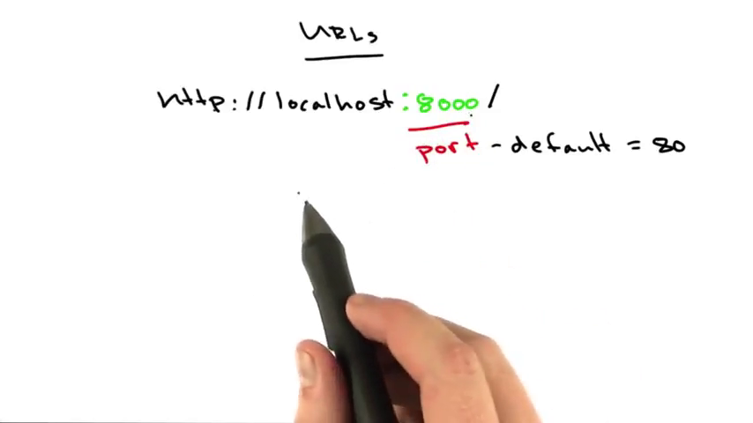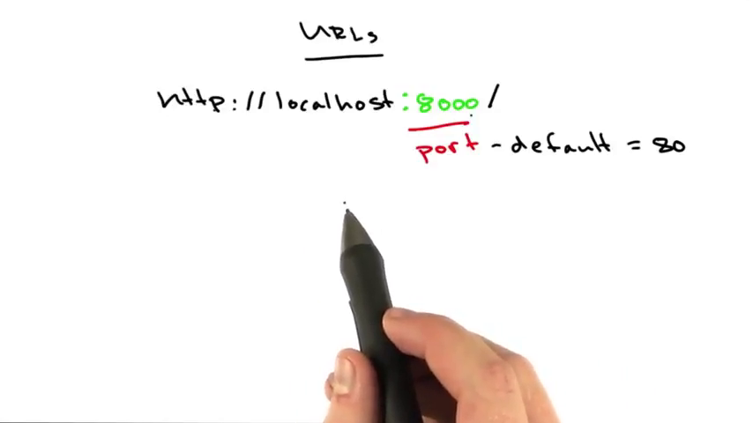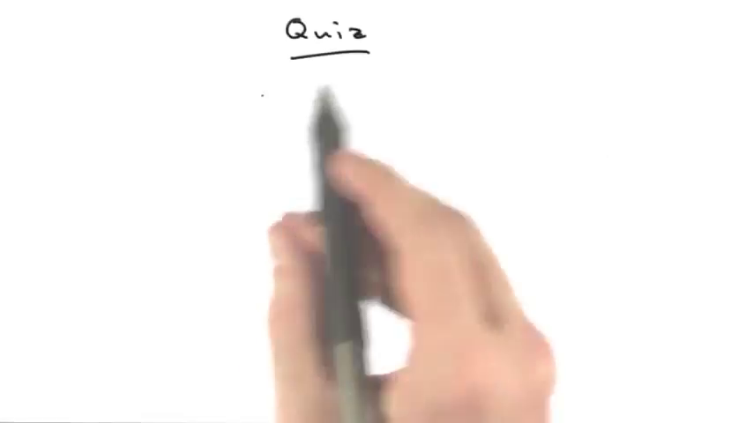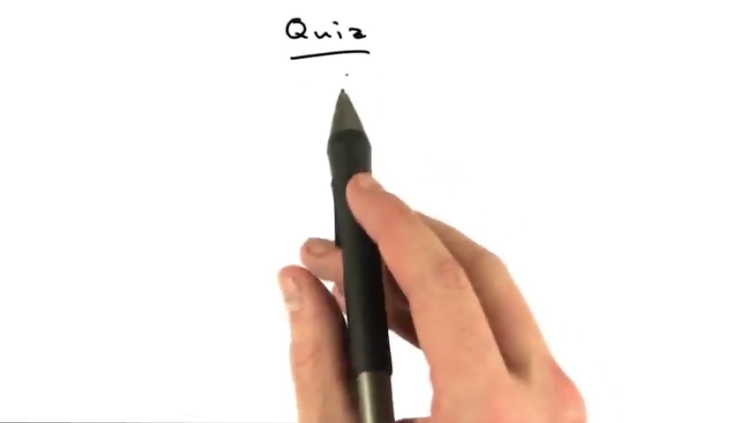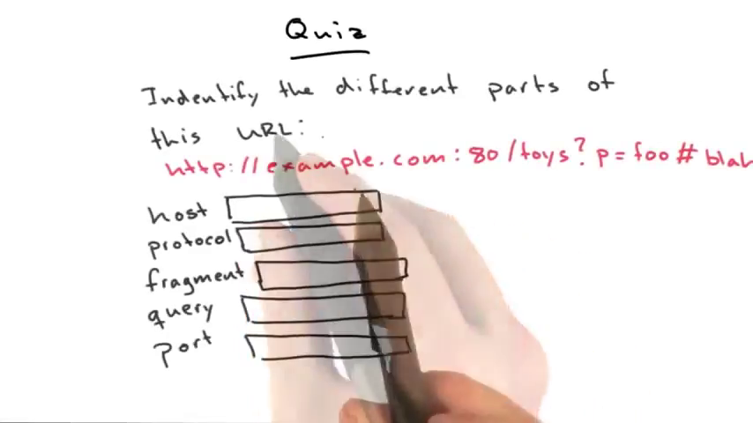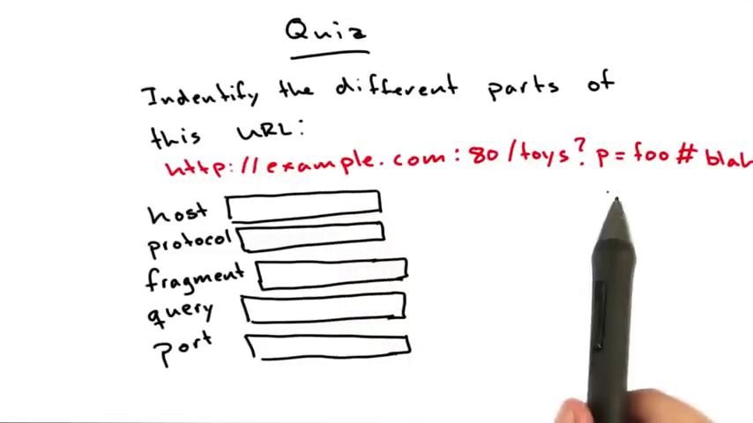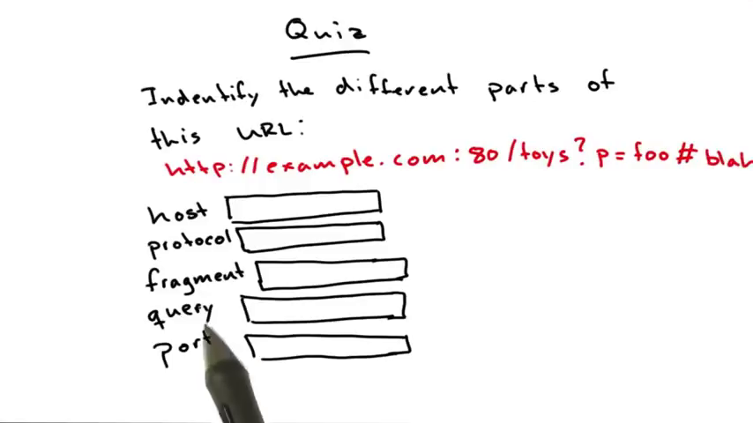There are even more parts to a URL, but they're not particularly relevant to us right now. They'll come up as we go. Let's do one final quiz about URLs before we move on. What I'd like you to do is take this URL and identify its main parts: host, protocol, fragment, query, and port.